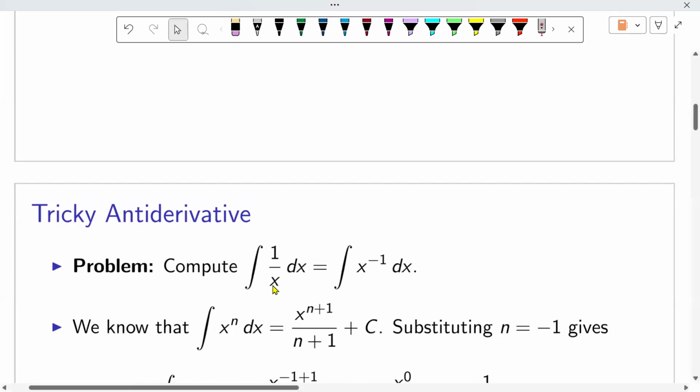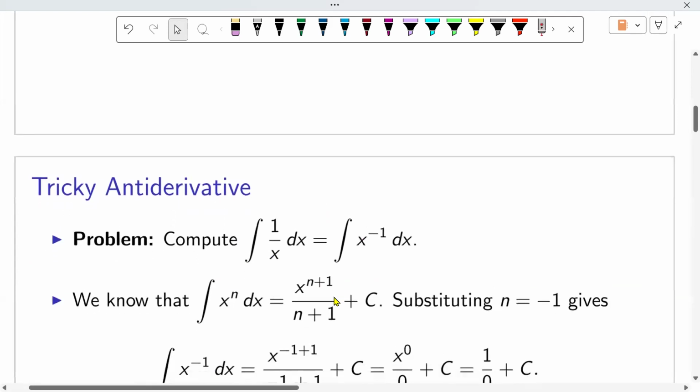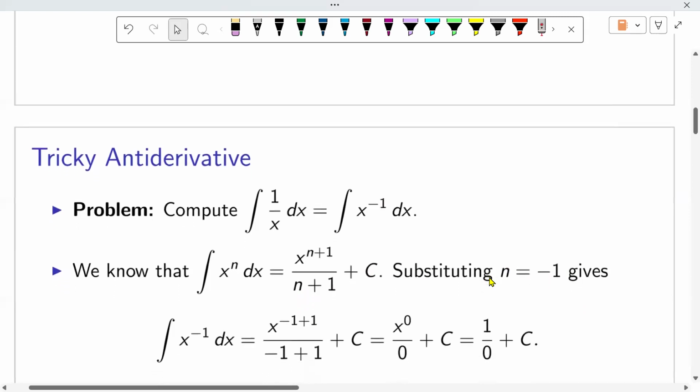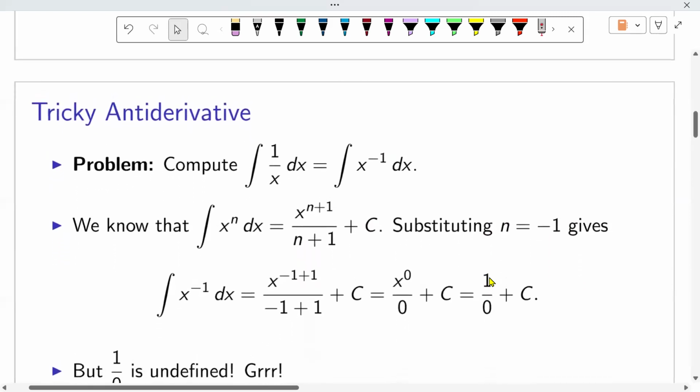Let's suppose I were to ask you to take the antiderivative of 1 over x. Well, that's the same as x to the negative 1, right? And so you might think to yourself, okay, that's no problem. I have this great formula for how to take antiderivatives of x to the n. It's just x to the n plus 1 over n plus 1, and I just have to remember to add a C. And so you think, okay, I just got to plug in n equals negative 1 into this equation. And so you go ahead and do that, right?